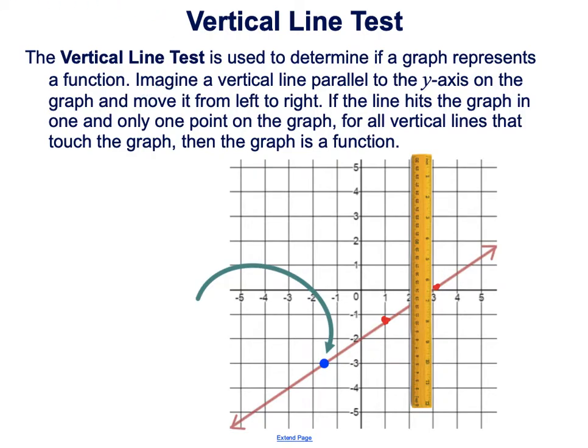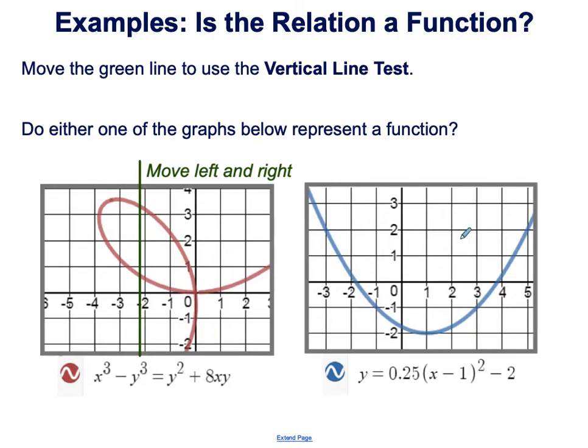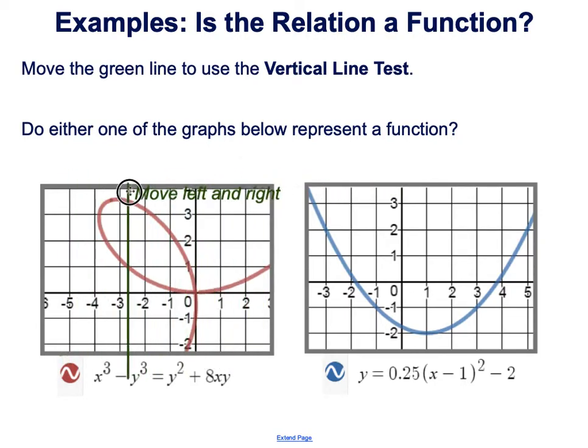So let's take a look at different examples, right? I have two examples here. This red graph right here is this equation, and this blue graph right here is this equation. Again, if I perform the vertical line test by moving this left or right, we can identify what is a function and what is not.